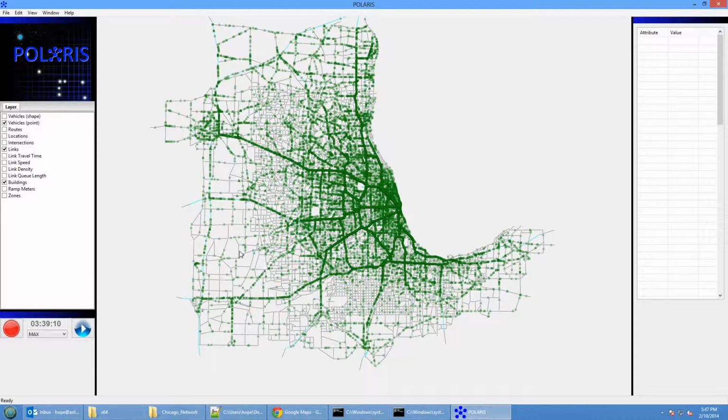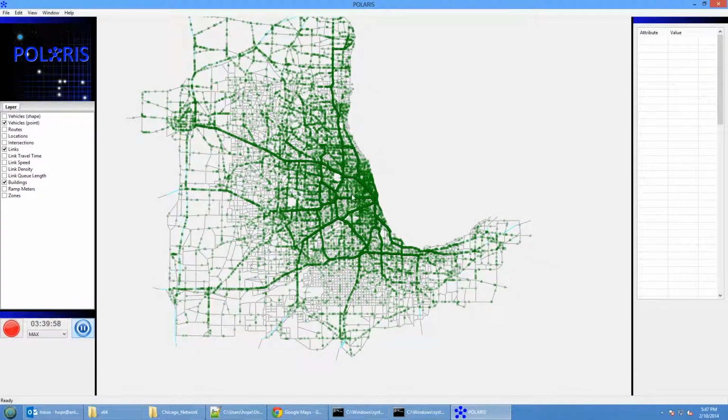The vehicle movements you observe are the result of those decision-making behaviors conducted by thousands of individual agents. These behaviors are executed in lockstep with the visualization. As you can see, even for large regions, Polaris runs much faster than real time.